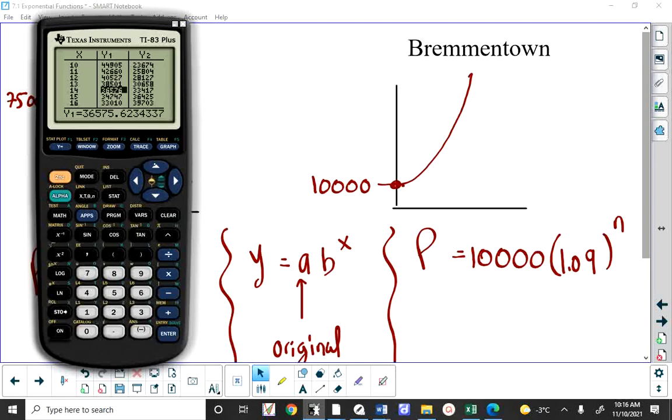Allentown is still more populous at the end of the 14th year, but at the end of the 15th year, Brementown surpassed it. So the answer is 15 years.